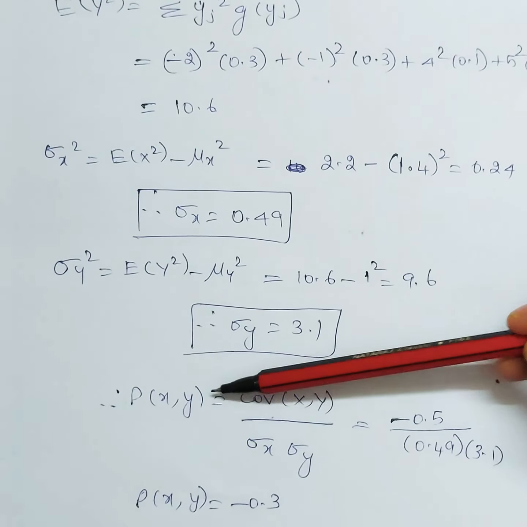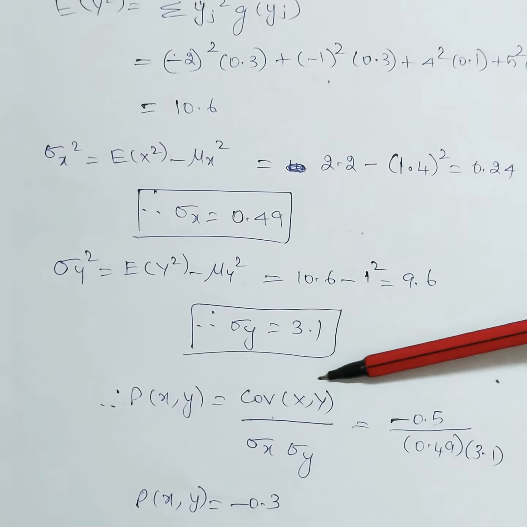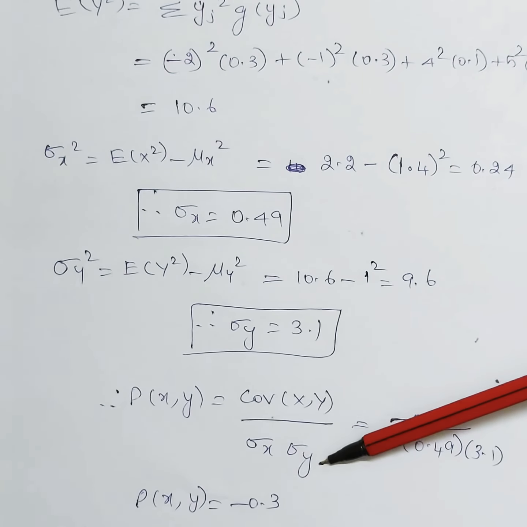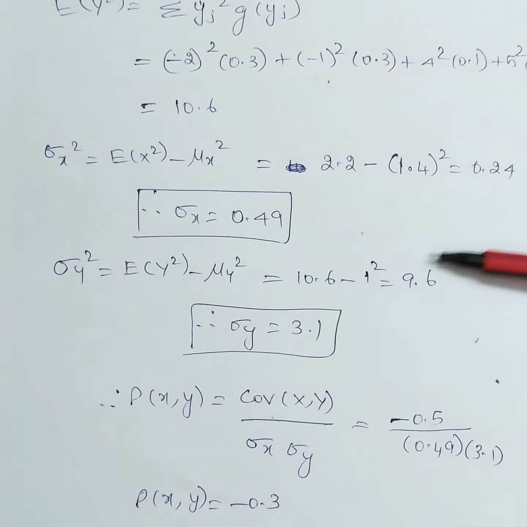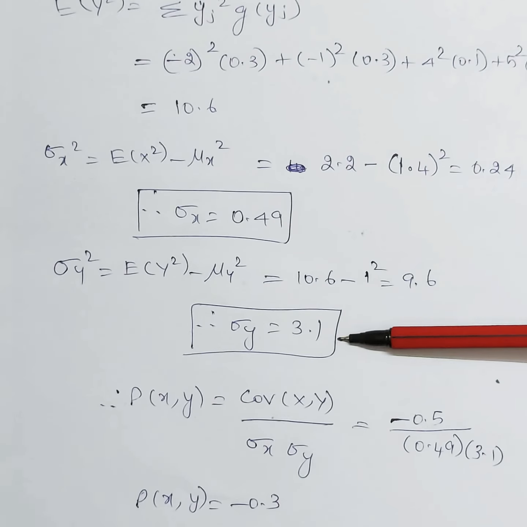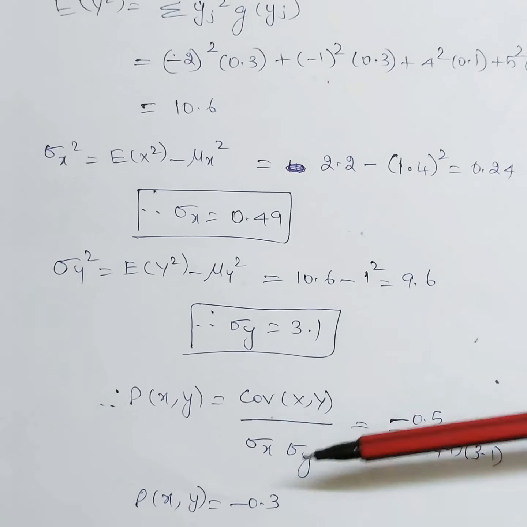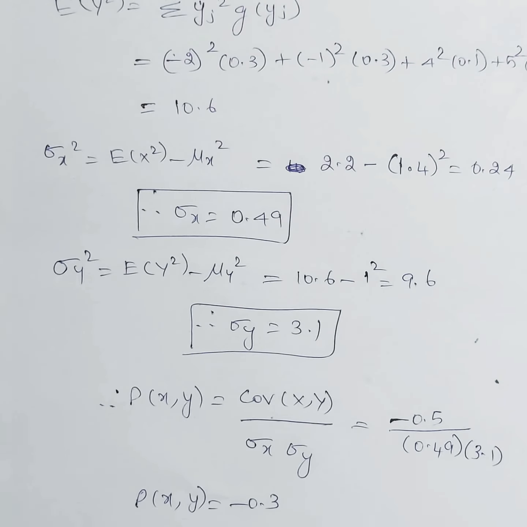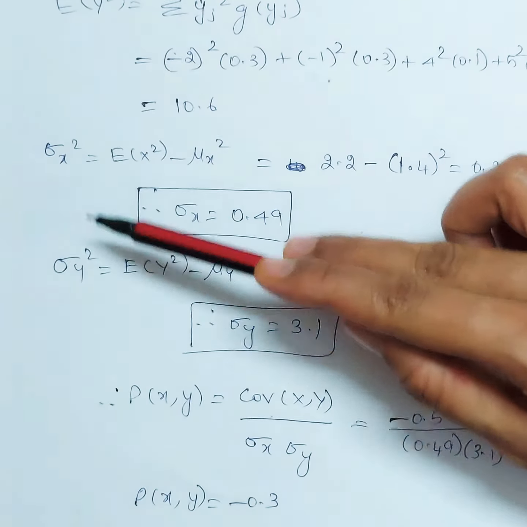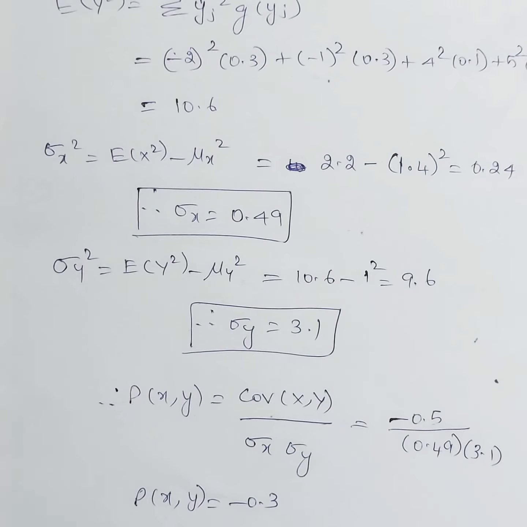So finally we are substituting in rho of x comma y, that is covariance of xy divided by sigma x into sigma y. So we are taking the square root. What we got is sigma y square. So if you take the square root, you will get sigma y. So this is correlation coefficient. So even if they ask correlation coefficient, indirectly anyhow you have to find expectation of x, expectation of y, expectation of xy, expectation of x square, expectation of y square, sigma x square, sigma y square, and then only we can find correlation of x and y.